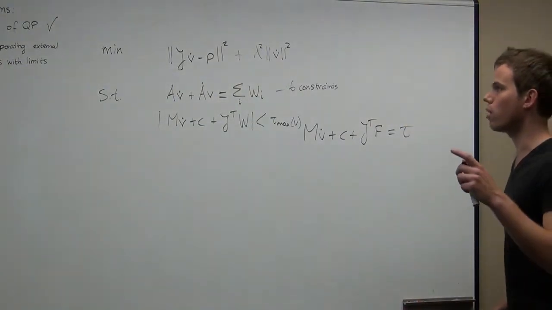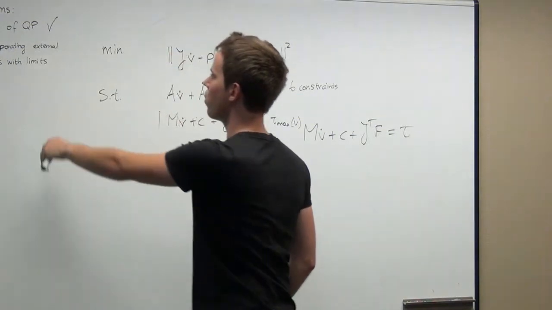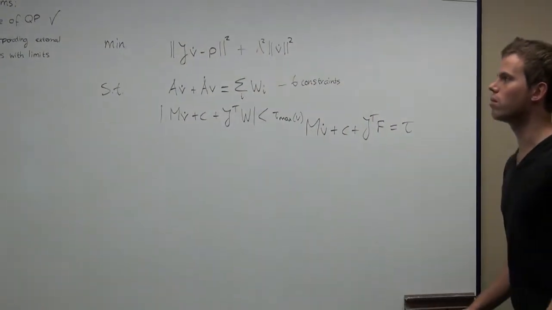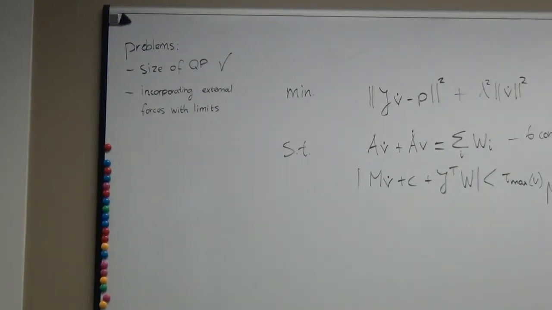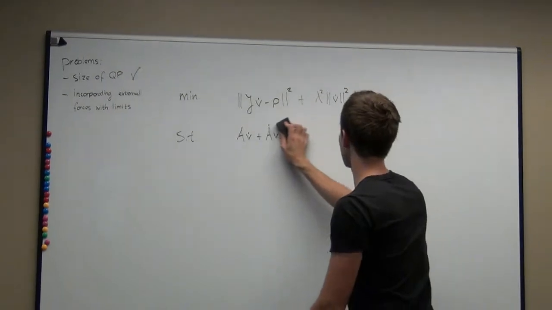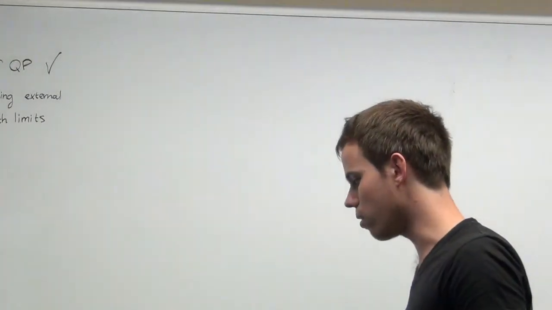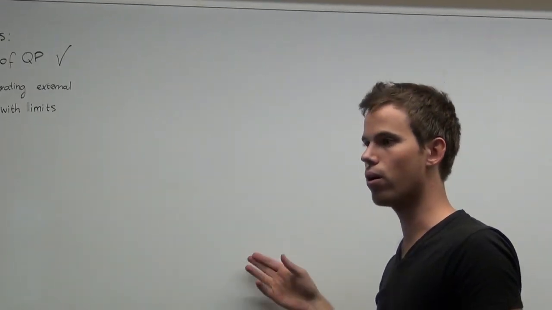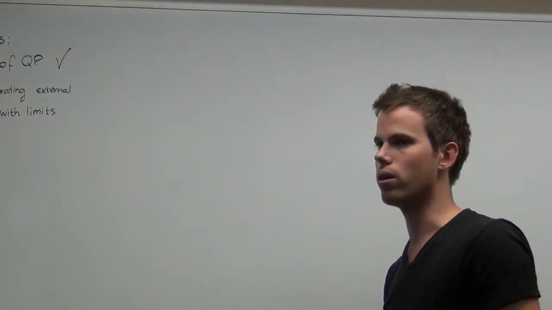Okay, so the size of the QP is a lot smaller this way. However, we still have to incorporate limits on the external forces, or wrenches. So how do we do that? Because we have friction limits. Yeah, friction limits, and also here we weren't saying, hey, you can't pull on the ground, right?